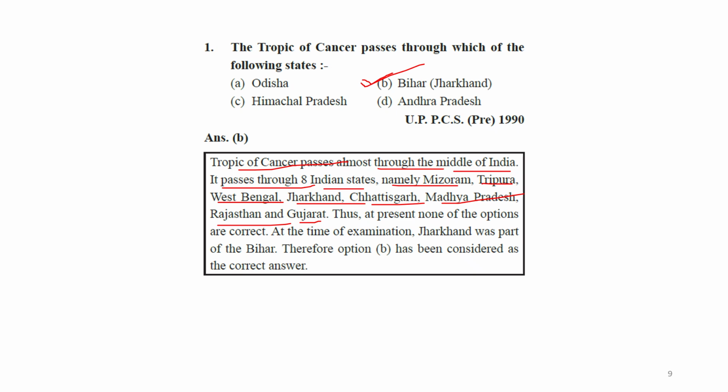See here in the explanation, Bihar is not there, but Jharkhand was earlier part of Bihar. So we have to choose it. We'll write that Jharkhand was part of Bihar, which I already mentioned. That's why the answer is B.